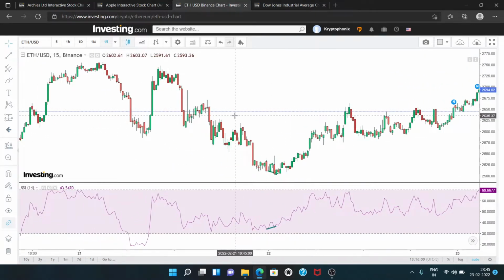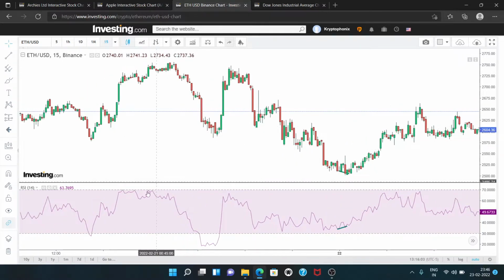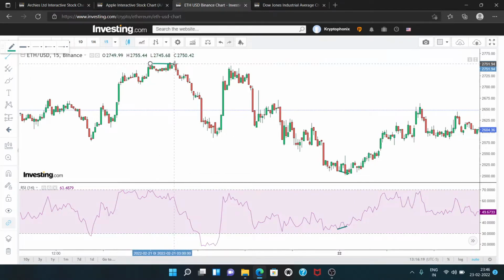Now, further moving back, if we look over here, from this point to this point, the price has remained in the same range. The price has not moved much, but the RSI over here decreased. So the price is in the same range, but the RSI decreased. As a result, this is a bearish divergence. The price is remaining constant, but the RSI is decreasing, a bearish divergence is being formed, and Ethereum gave a downfall.